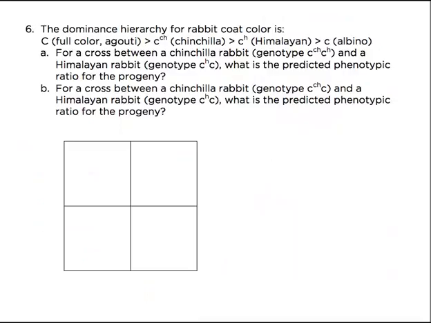Question 6. The dominance hierarchy for rabbit coat color is as follows, where full color, or agouti, is greater than chinchilla, which is dominant over Himalayan, which is dominant over albino. For A, a cross between a chinchilla rabbit, genotype c.ch, ch, and a Himalayan rabbit, genotype c.h, what is the predicted phenotypic ratio for the progeny? So let's fill out the Punnett square for this cross. You have a chinchilla rabbit, which is c.ch, ch, and a Himalayan, which is c.h, c.